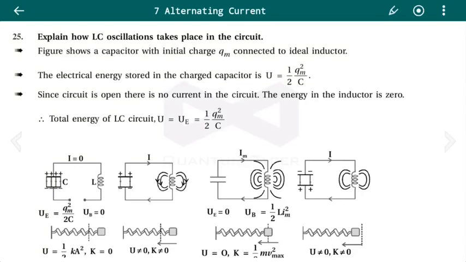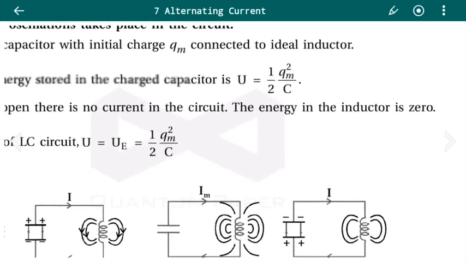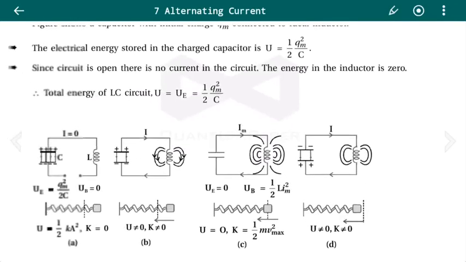Now explain how LC oscillations take place in the circuit. The figure shows a capacitor with initial charge Qm connected to an ideal inductor. The electrical energy stored in the charged capacitor is U equals half Qm square by C. Initially, we have taken the capacitor to be fully charged, so the charge has its maximum value, and we write half Qm square by C.